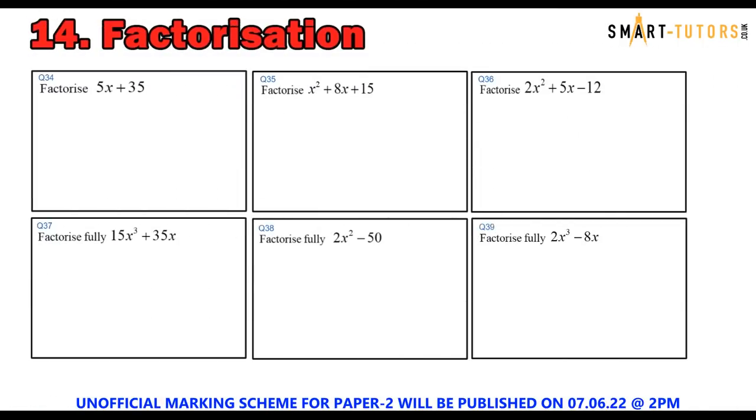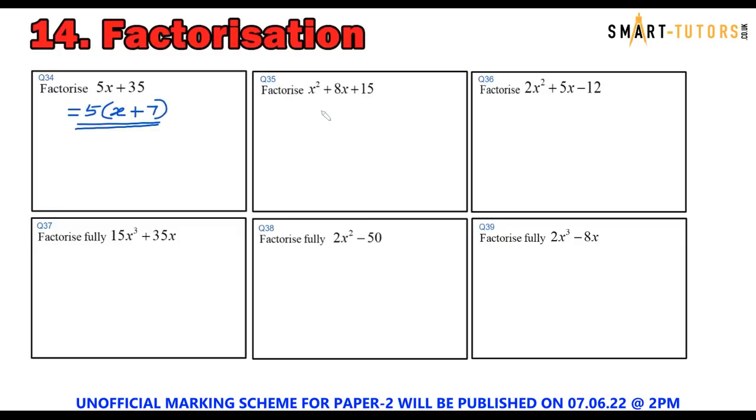Topic number 14, factorization. Factorization is the opposite of expanding brackets. So you need to take a common number or letter outside of the brackets. Here 5 and 35, you can take the 5 out. So the remaining x plus 5 times 7 is 35. So 5 times x plus 7 is the answer.